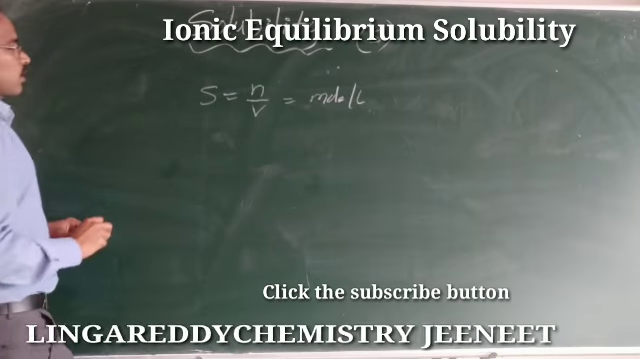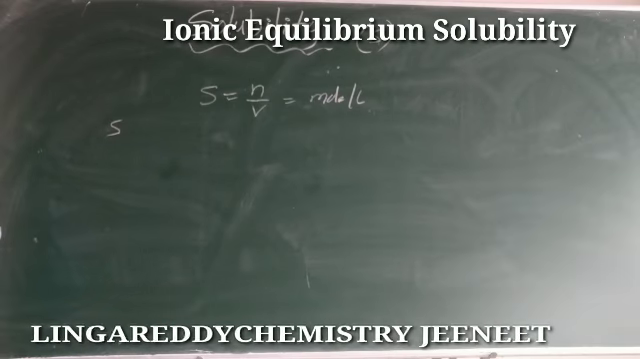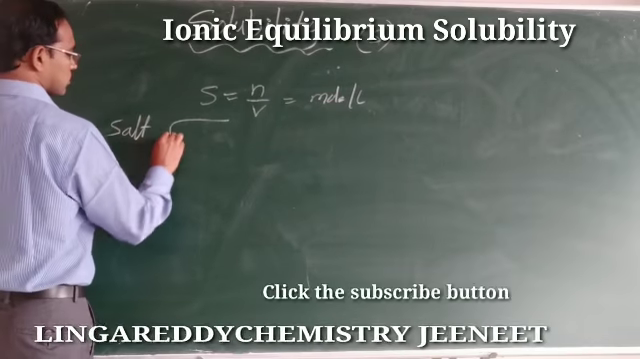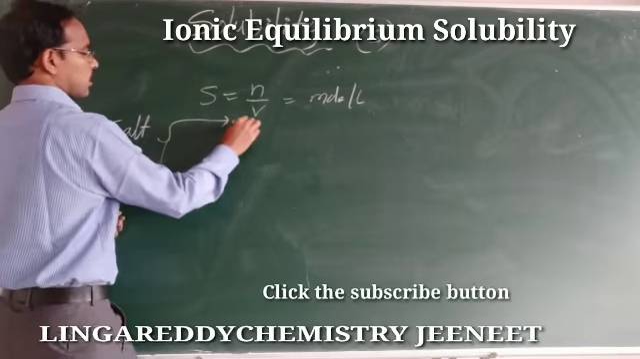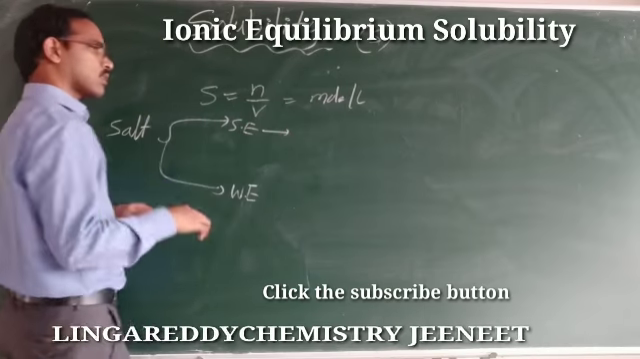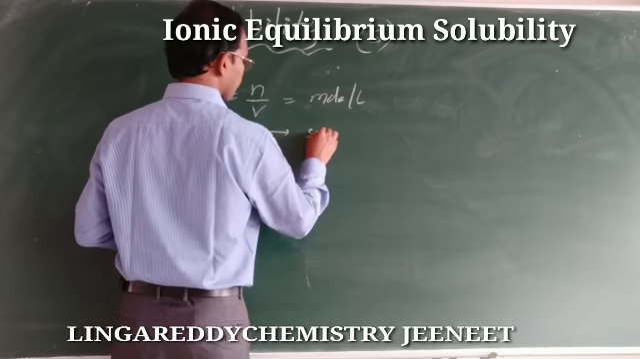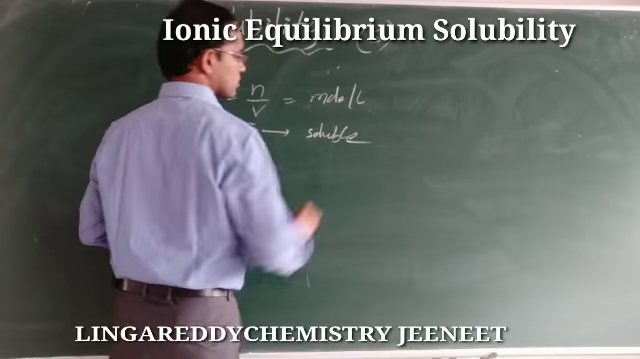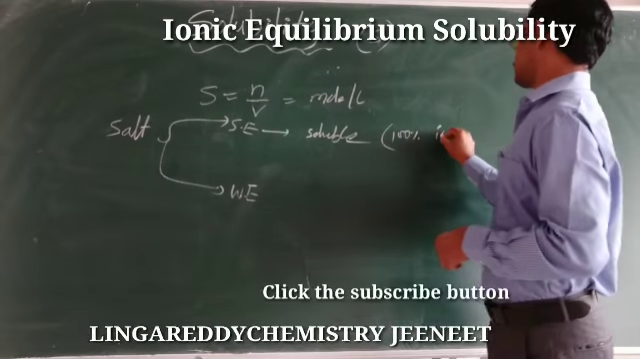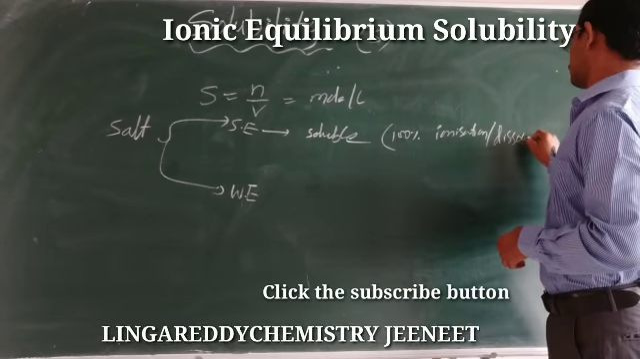Next. Generally salts are of two types: strong electrolytes and weak electrolytes. Strong electrolytes completely ionize and dissolve. They are soluble, generally 100% ionization, or you can say dissociation.